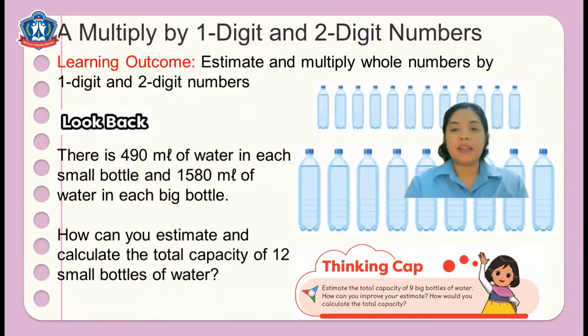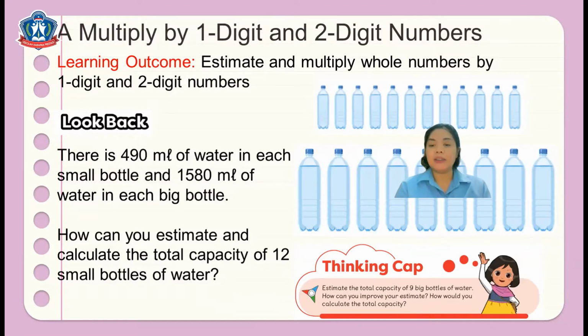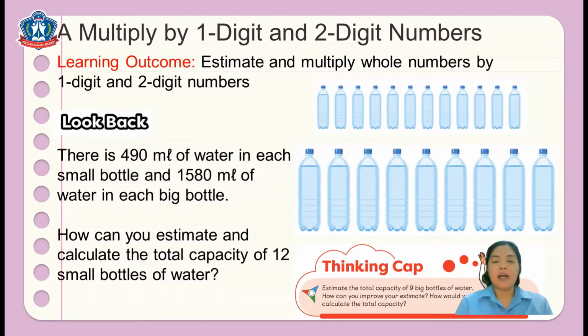Let's start with lesson 1 or lesson A, multiplying numbers by one-digit and two-digit numbers. So I have here a problem. Take a look here. I have here bottles. We have small bottles with the capacity of 490 ml and big bottles with 1,580 ml of water. Now try to find the total capacity of the small bottles and the big bottles and share your answers during our class. Okay, let's move on.